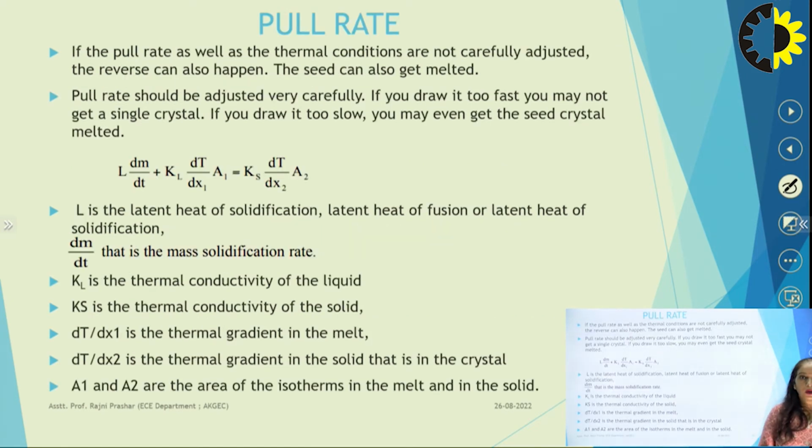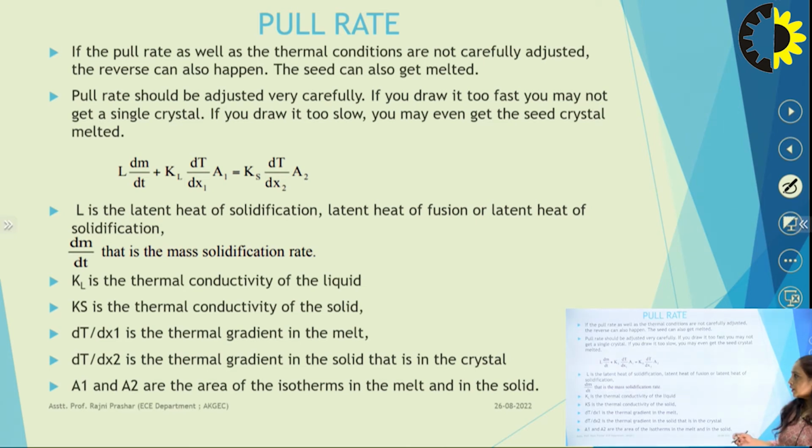So what should be the pull up or pull down rate of the seed? If the pull up rate as well as the thermal conditions are not carefully adjusted, the reverse can also happen. The seed can get melted if we keep that seed in for more than the desired time, and the pull rate should be adjusted very carefully. If you draw it too fast, you may not get a single crystal, right? So the pull up mechanism and the time during which it should be dipped in the liquid should be monitored carefully. If you draw it too slow, you may even get the seed crystal melted.